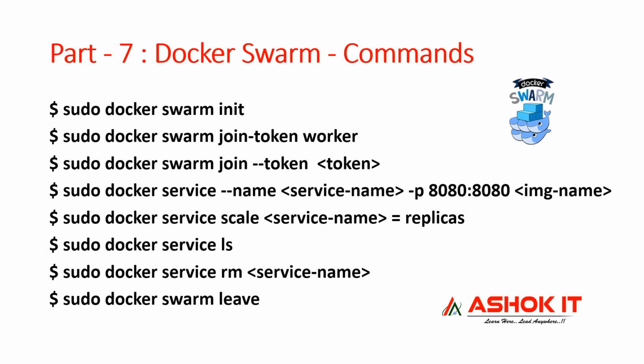If one worker node wants to leave the cluster, then we can go for the docker swarm leave command. Just look at these commands: swarm init, swarm join-token worker, swarm join with the token, and then start the service, scale the service, list the service, remove the service, and leave from the cluster.